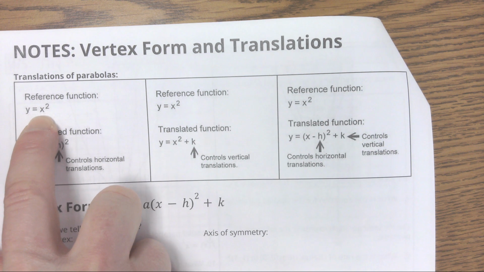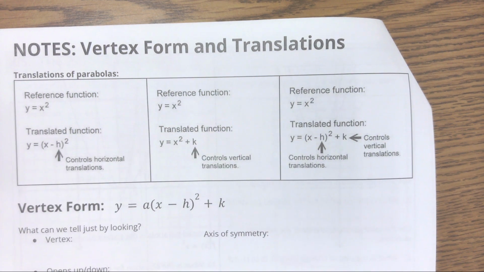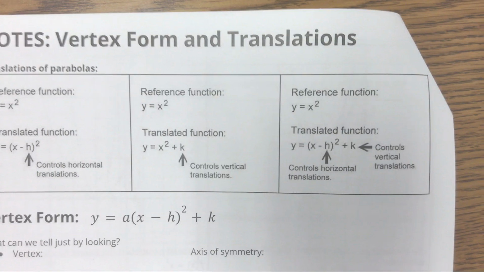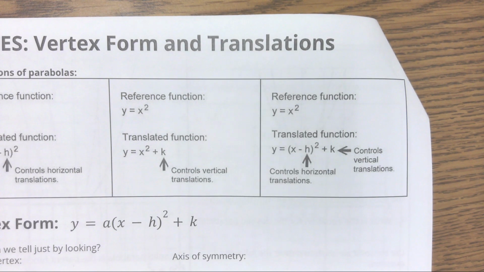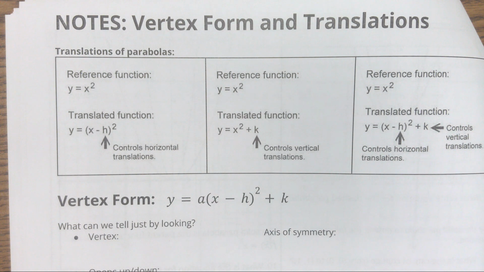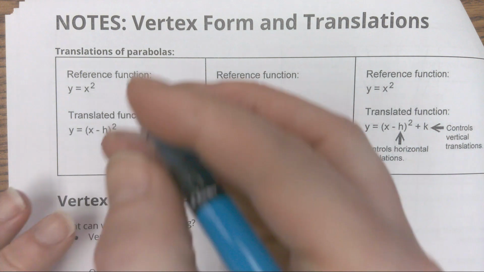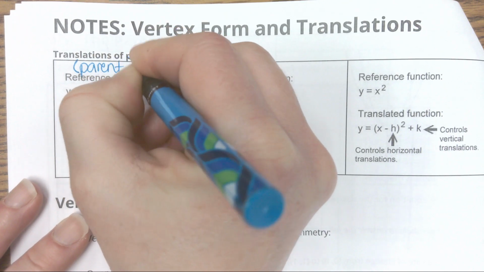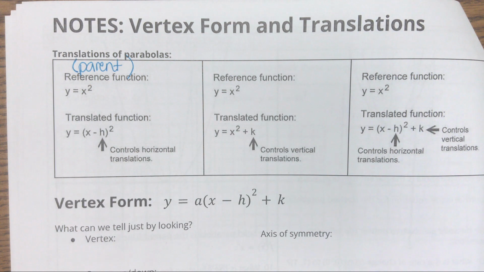And up here it says reference function, but what's another phrase that I've used to describe that? Starts with P. Parent function. It's the most basic parabola, okay? So we call this the parent function or the reference function, and the vertex of that function is 0, 0, right? And it goes over 1, up 1, and it looks like a U shape.